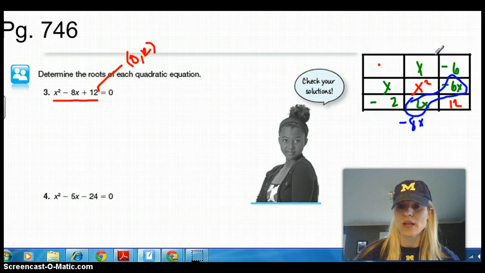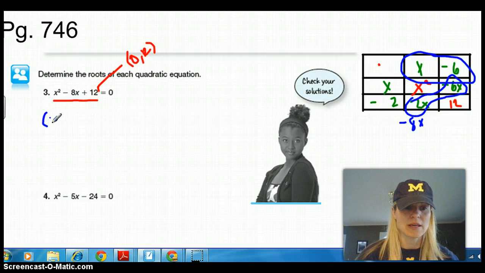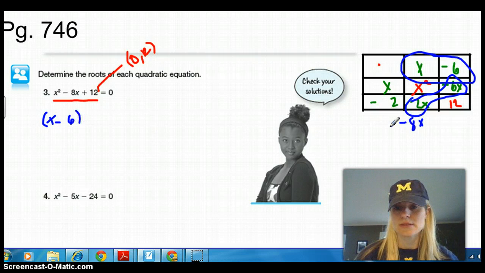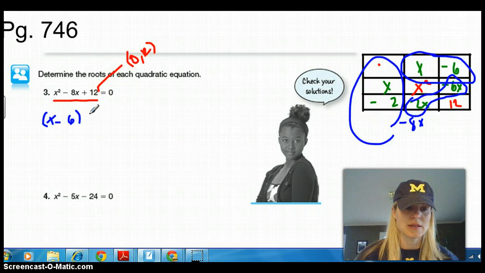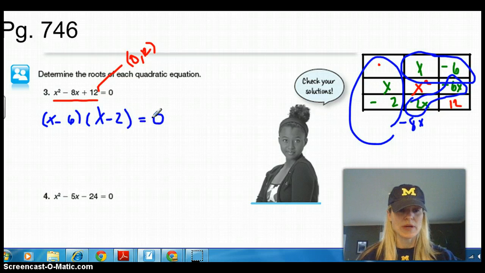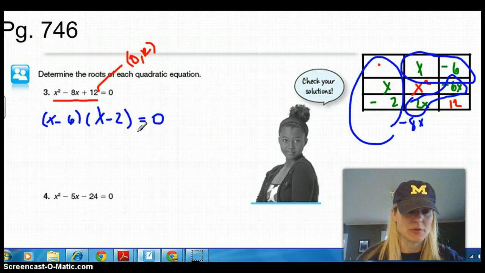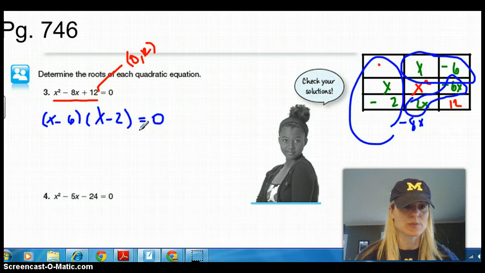So I know that my intercept form is going to be x minus 6 times x minus 2, and we're going to set that equal to 0. So we've sort of done this already. We've already said when it's in intercept form, these are the x-intercepts. In this case, I just want you to set them equal to 0, which may help some of you that are having a hard time finding the x-intercepts in the first place.